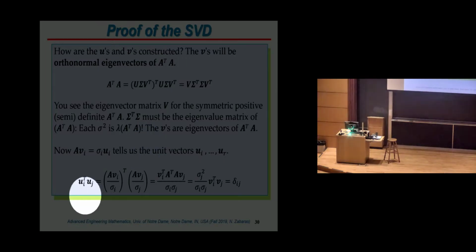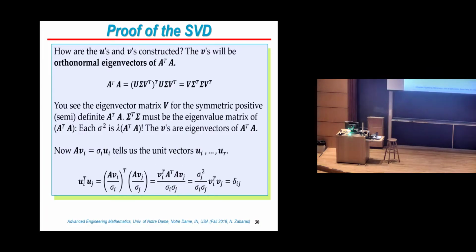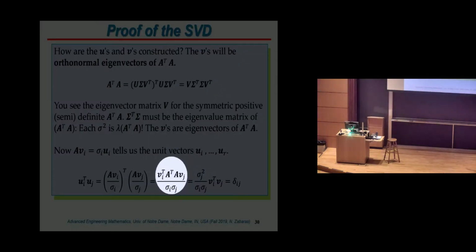If you take two vectors, ui and uj, and you use our fundamental equation that I stated, that ui is A vi divided by sigma i. You remember A vi is sigma i times ui. So uj is A vj divided by sigma j. And you do the multiplication, you get here A transpose A times vj. And I claim that A transpose A vj is sigma j squared times vj.